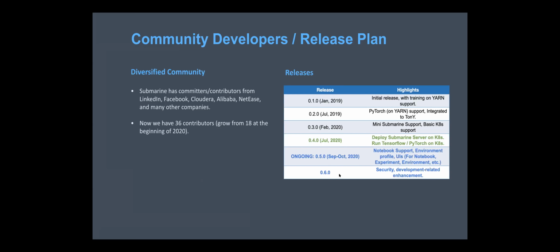And for the next release, 0.6, we are looking at the beginning of 2021, which we want to focus on security and some development enhancements to make this run more stable and more reliable for production workloads.